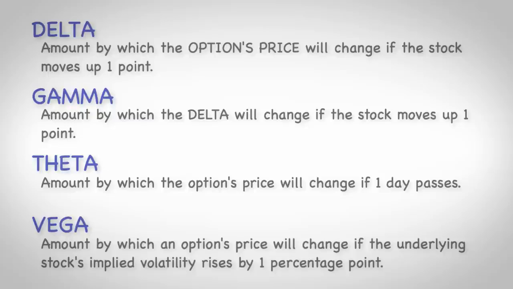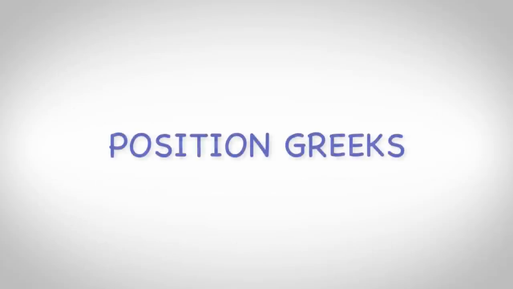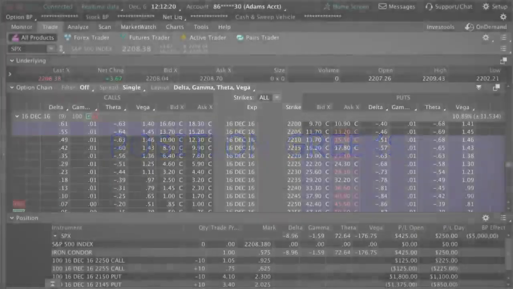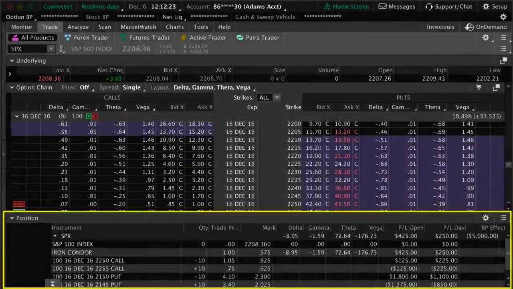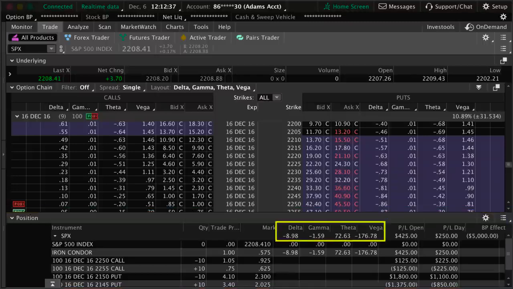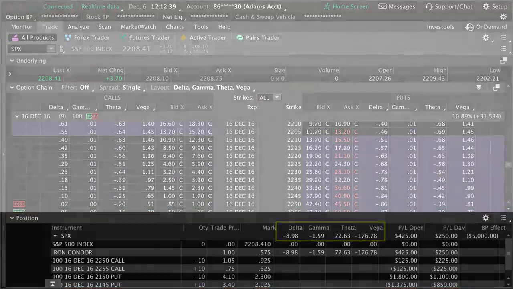But the cool part is we can also view our position Greeks. Let me show you what I'm talking about. Let's check out our current position in ticker symbol SPX, which is the S&P 500 index. Let's check out the position Greeks and see what they are telling us.